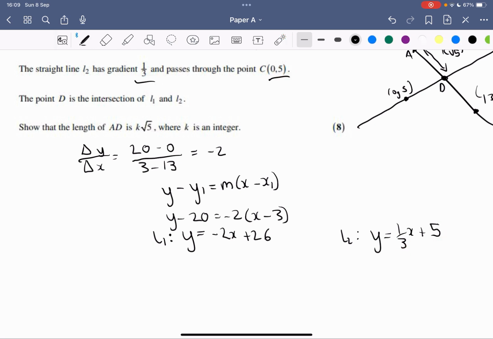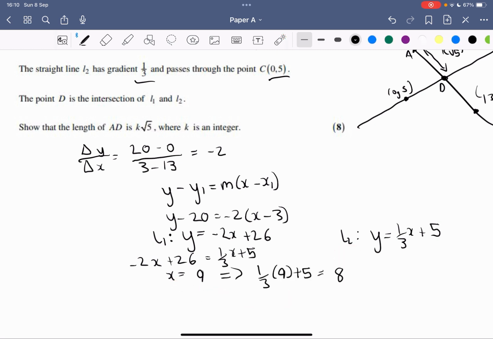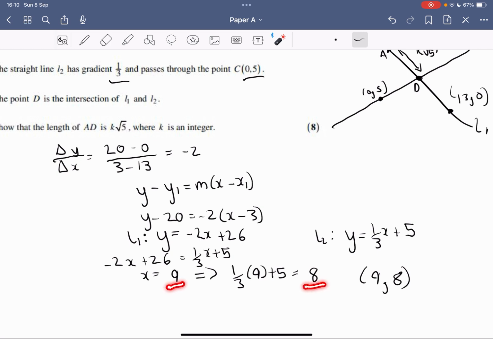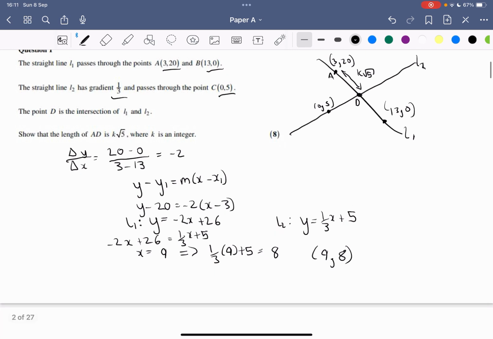Now all I have to do is equate them to each other so that I can solve for x. Okay, so now that I've got x, I can sub that into one of these equations. I'm going to sub it into this equation so that I can get the y-coordinate. Okay, and now I've got the coordinate of D, which is 9, 8. And I've got that, just to remind you, from that and that.